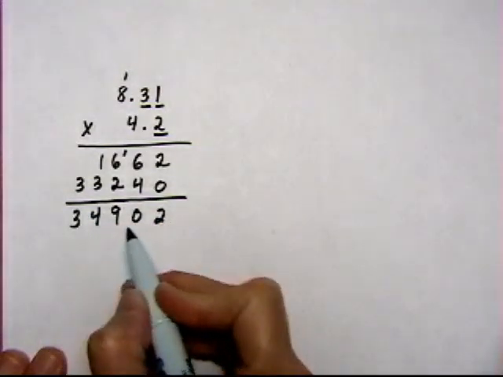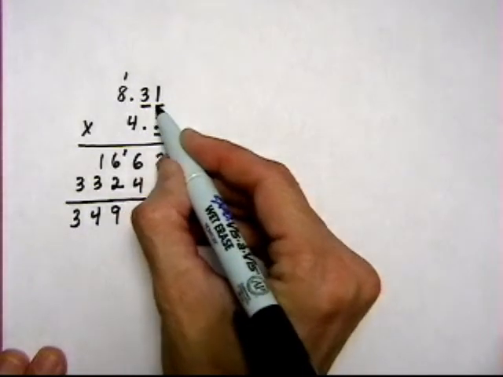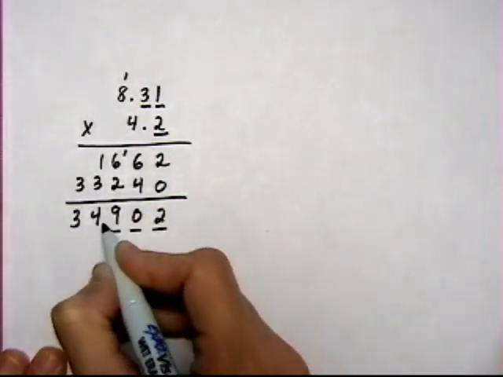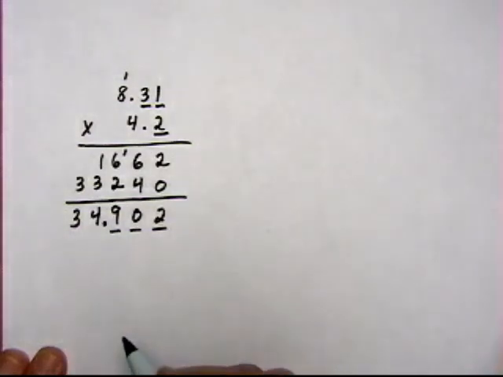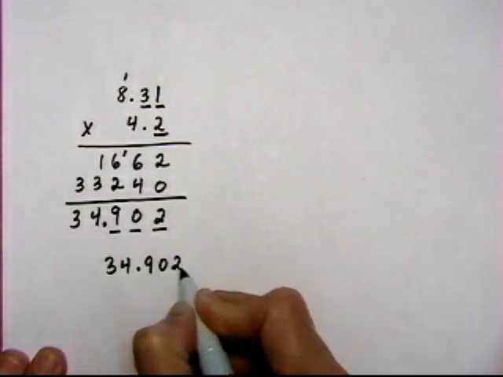So I have 34902, and I have to make sure the answer has 1, 2, 3 decimal places, so I put the point right there after the 4. So my answer here is 34.902.